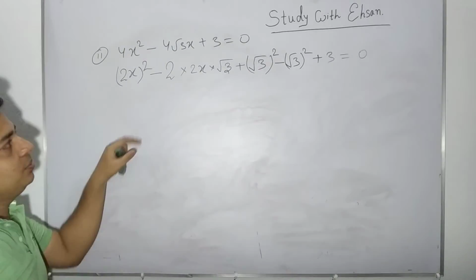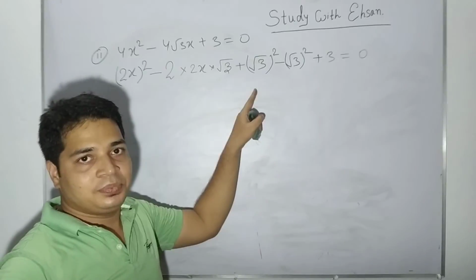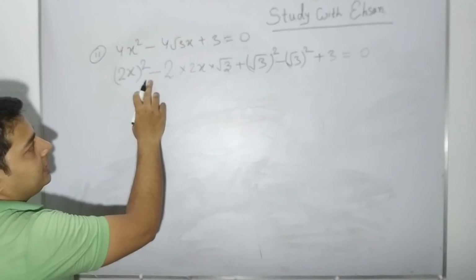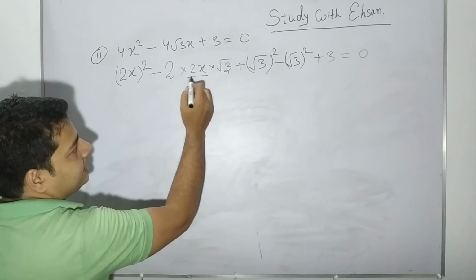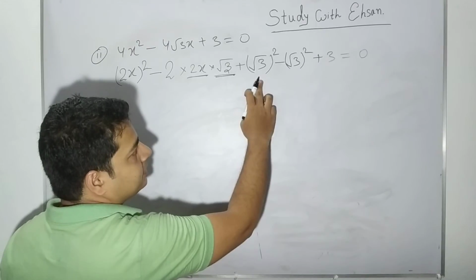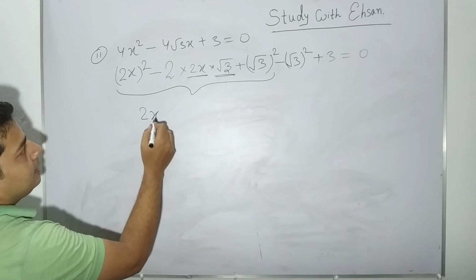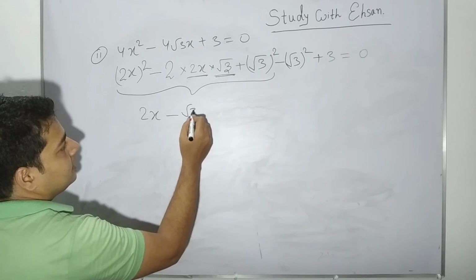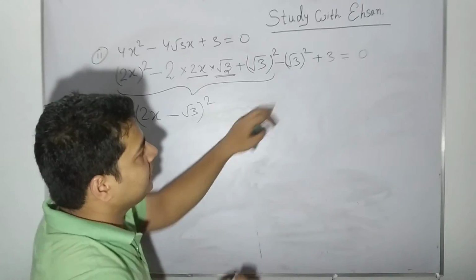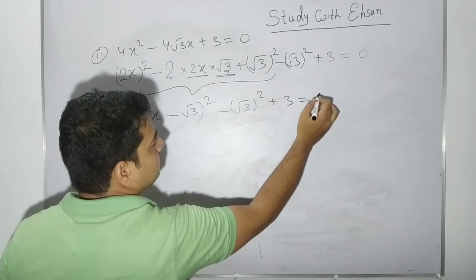And this is the most important step in this method. If you succeed in writing this step, then nothing remains after that. Now see here: a square minus 2ab, where in place of b it is root 3, plus b square. Then up to this step, we can write (a minus b) whole square. Is it clear? Now what remains? Minus root 3 square, then write plus 3 equal to 0 as it is.